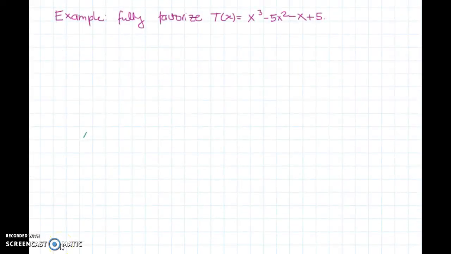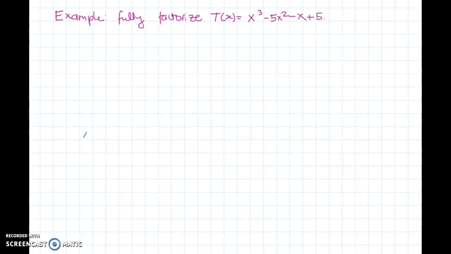For our second example, we are trying to fully factorize a polynomial function of degree 3. So we have x cubed minus 5x squared minus x plus 5. Okay, looks like we are in trouble because we don't have any method to factorize polynomials of degree 3, and we're not given any zero of the polynomial function. So what do we do?